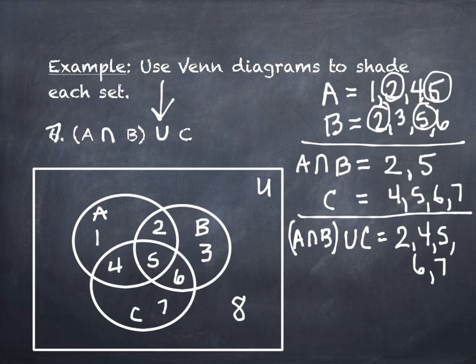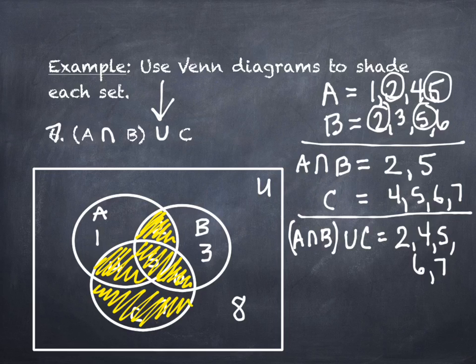And then if I come to my picture, what am I going to do? Shade those values. 2, 4, 5, 6, and 7. Make sense?